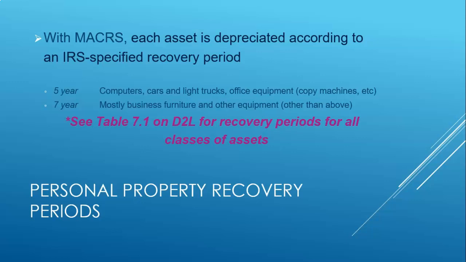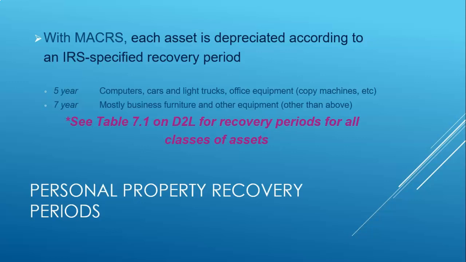So the two main ones, and one of those tables is on D2L for recovery periods for all classes of assets. And so you can look at that table. The main two you need to concentrate on are the 5 year and the 7 year. Okay, almost all of our personal property periods for this class are going to be either 5 year or 7 year. So what's included in those two, if you just memorize that, you won't even need to look at this table. So the 5 year is computers, cars and light trucks.